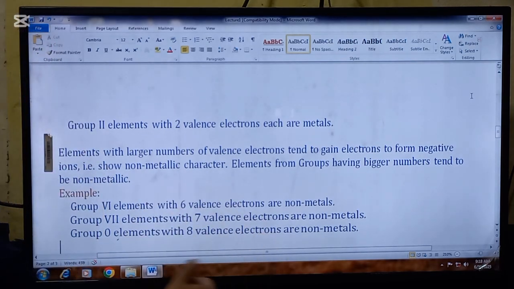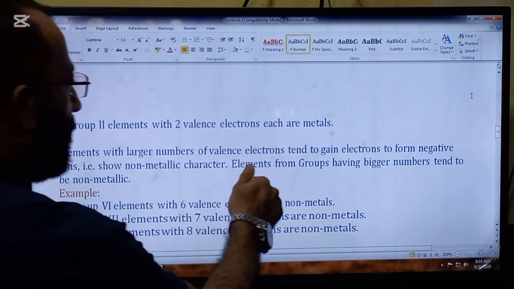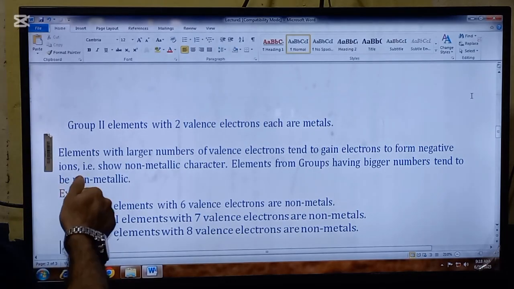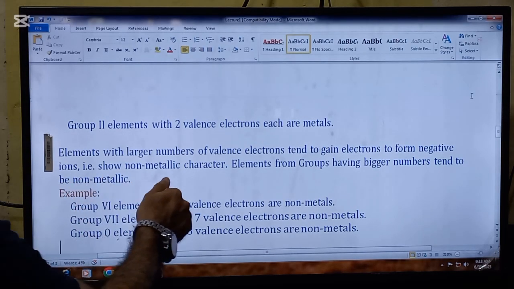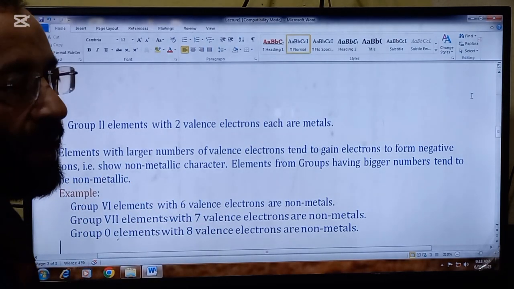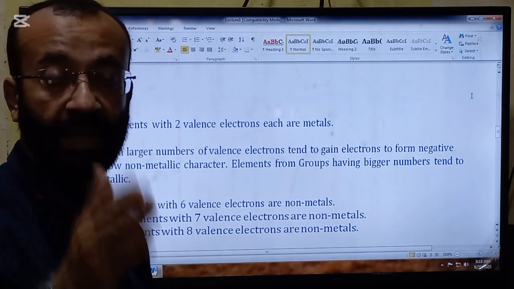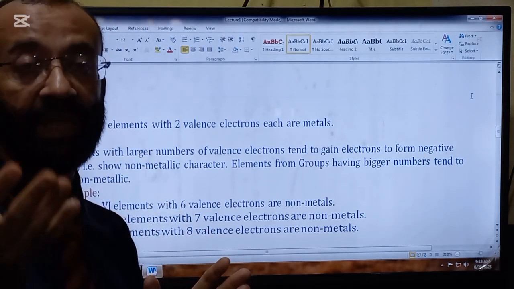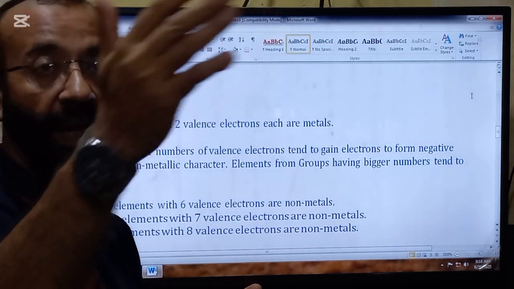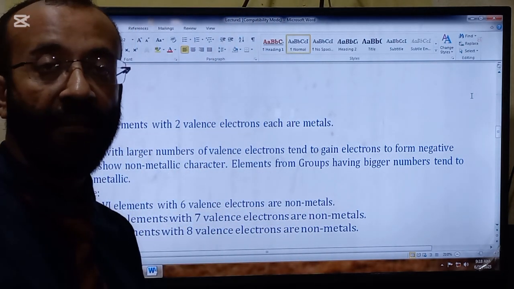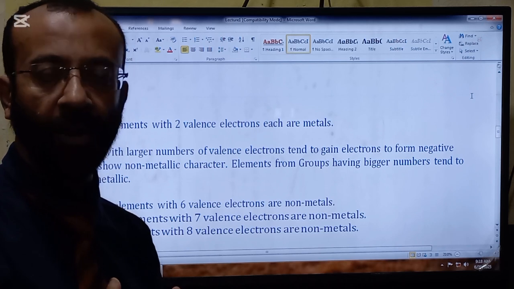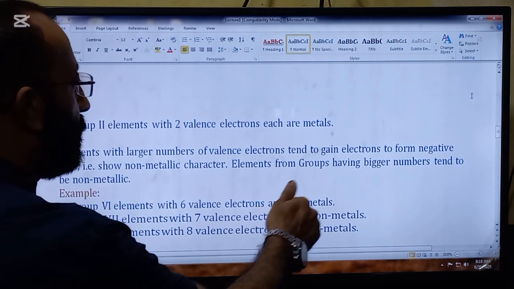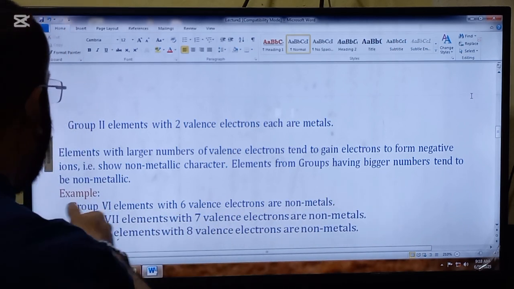On the other hand, elements with a larger number of valence electrons tend to gain electrons to form negative ions, that is, show non-metallic character. So for example, in groups 5, 6, 7, because they have 5, 6 or 7 valence electrons in their outermost shell, they will try to gain electrons and will show non-metallic character. Elements from groups having bigger numbers tend to be non-metallic.